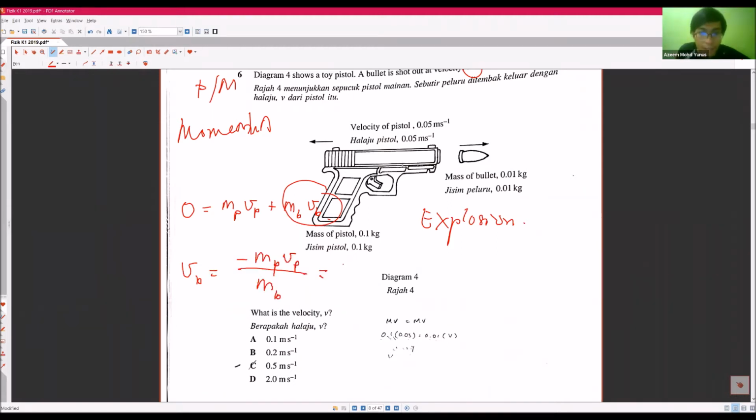Minus mP, the mass of the pistol, is 0.1. The velocity of the pistol is negative because of the left direction. So negative 0.05, divided by the mass of the bullet, which is 0.01. We plug that into the calculator: minus 0.1 times minus 0.05 divided by 0.01 gives 0.5 meter per second. Okay, so the answer is C.